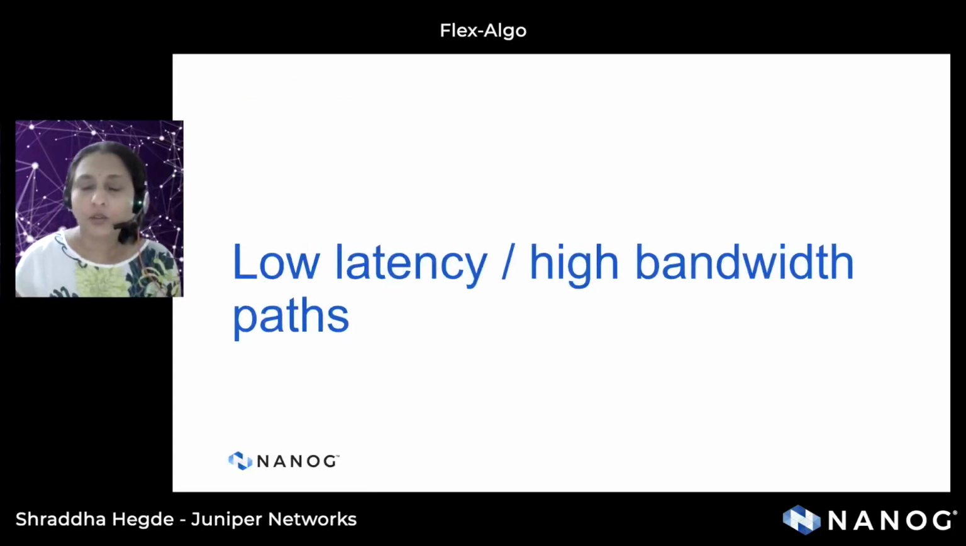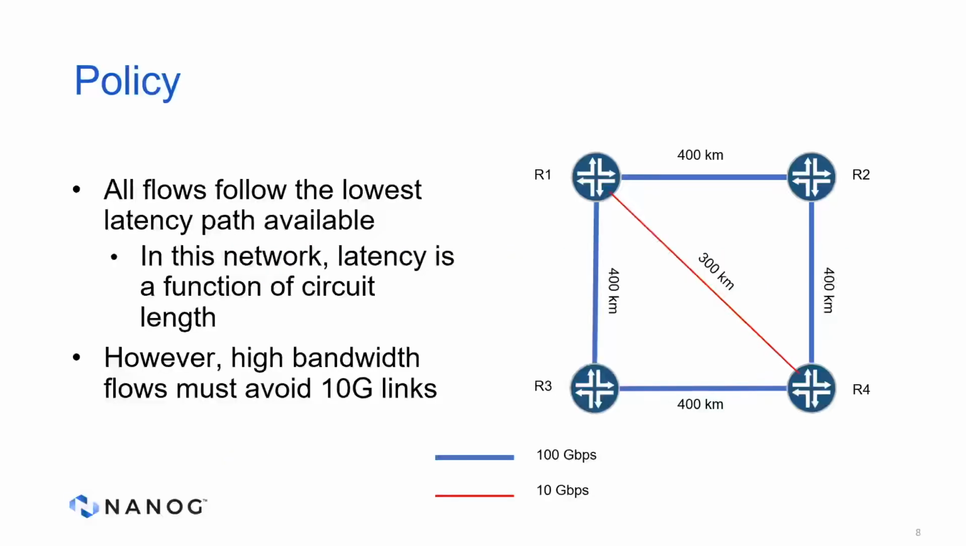So let's go over some use cases and then see some examples like how FlexAlgo is defined, and how FlexAlgo works for these use cases. So the first use case we will be talking about is low latency and high bandwidth paths. So we can see the requirement here is to be able to compute low latency path.